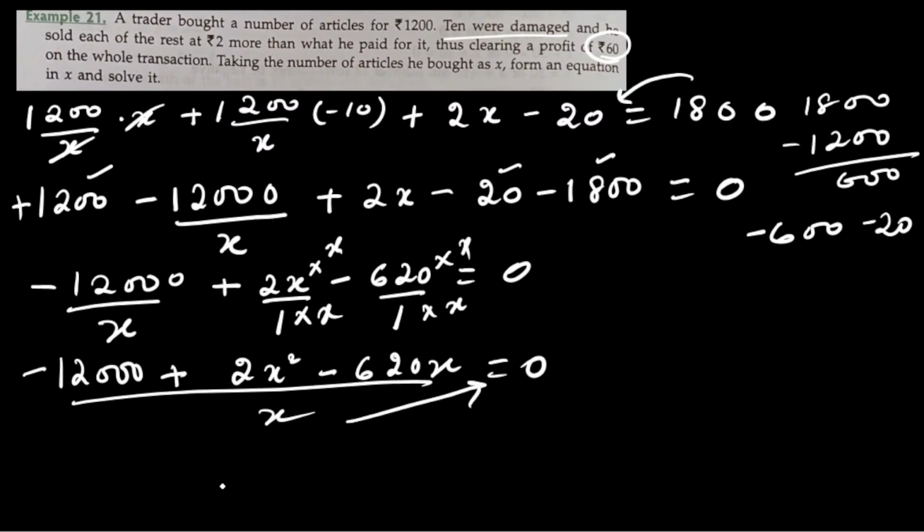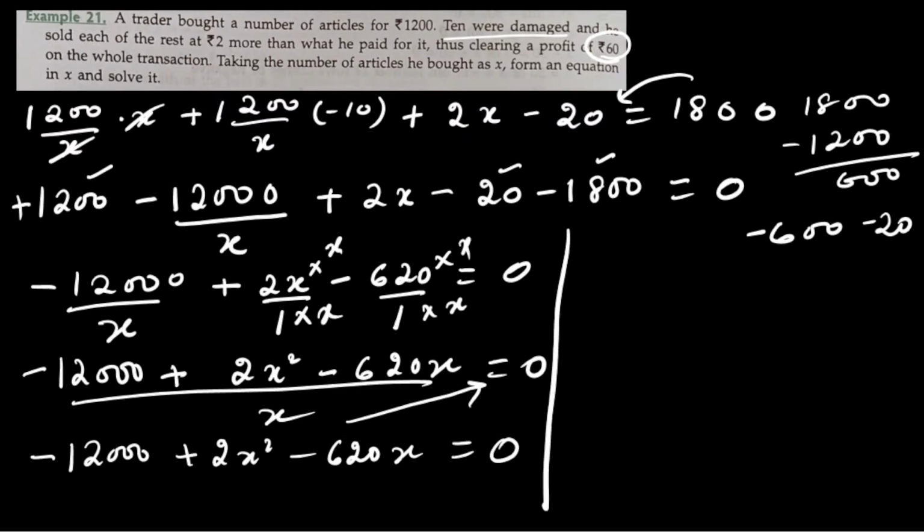Now this x we can shift to the other side. So this side I am left with minus 12,000 plus 2x square minus 620x. x into 0, when we shift to the other side it gets multiplied. So x into 0 is 0 only. If you multiply anything with 0, the answer is 0 only. So this rearrangement I am going to do, because I have to write it in the standard form of a quadratic equation, which is ax square plus bx plus c is equal to 0.